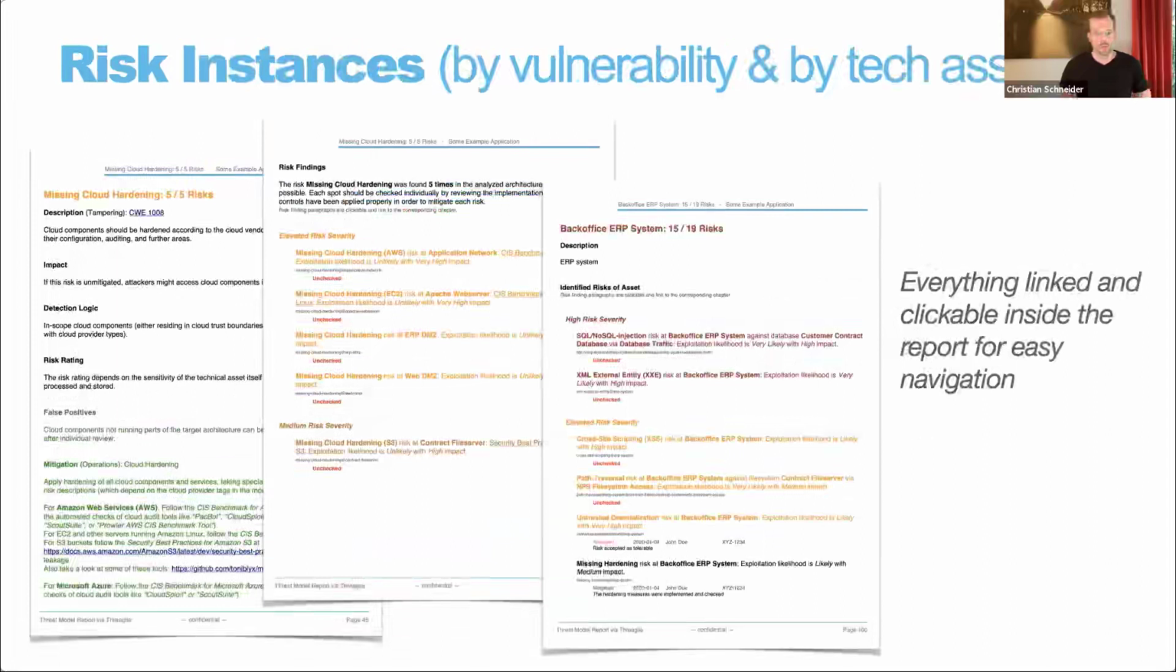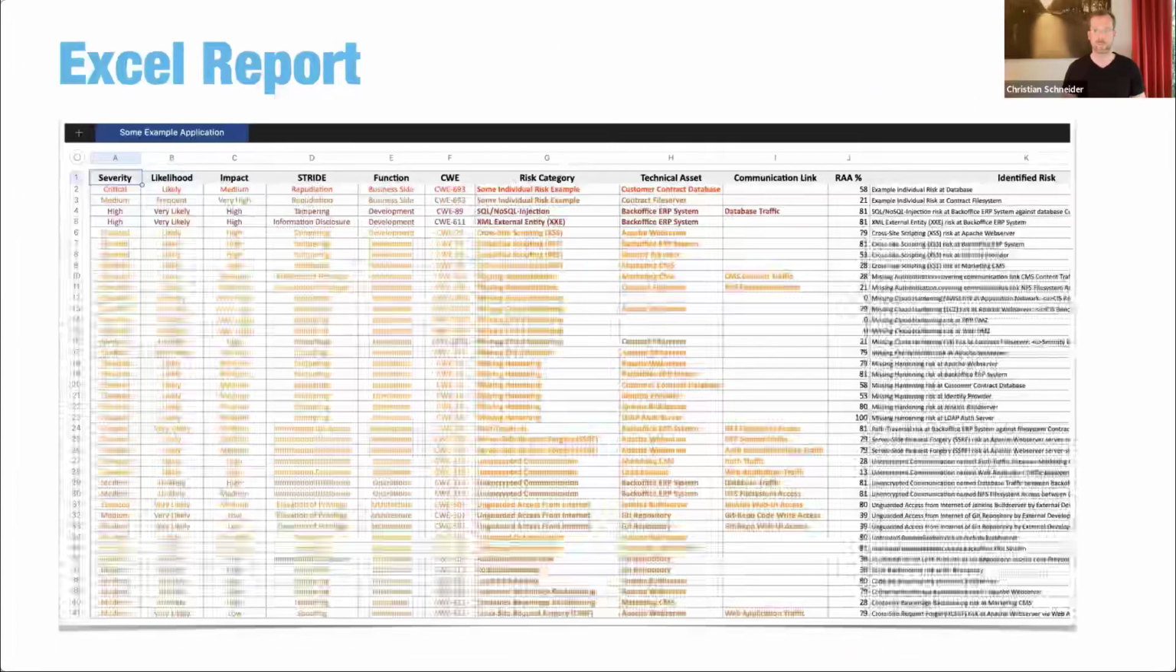And then the risk instances are listed where those risks are identified. You even see some rating depending on the sensitivity of the data that's sitting there, whether it's medium, elevated, or high severity, and the state. So here in this example, many of them are in unchecked state still, but some are in accepted or mitigated state. So this is also updated in the report once you fill the mitigation state into the model file.